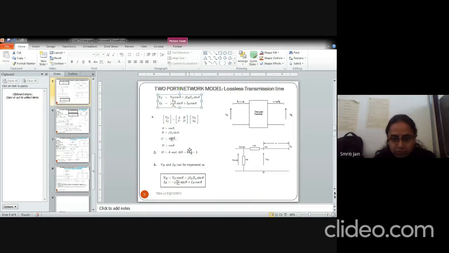Write down their values. Now, the condition which will follow here for a transmission line is D will be equal to A and AD minus BC equal to 1. So, these are some of the points you need to remember. And if you want to find out VR and IR, take the inverse of the above matrix and find out VR and IR. This will be given by this equation. So, the model for the transmission line can be represented by Vs and Is in terms of these equations, or VR, IR in terms of these equations.